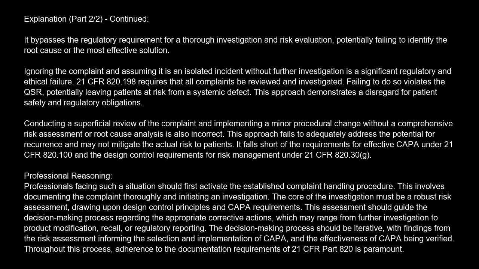The decision-making process should be iterative, with findings from the risk assessment informing the selection and implementation of CAPA and the effectiveness of CAPA being verified. Throughout this process, adherence to the documentation requirements of 21 CFR Part 820 is paramount.